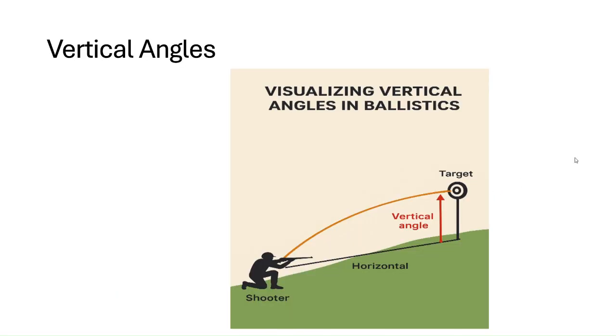Next up, we've got the vertical angles. When shooting uphill or downhill, a bullet's path is affected by gravity acting on the horizontal distance, not necessarily the slope distance. This means even if the straight line distance to the target is long, you have to aim lower than the line of sight for uphill or downhill shots. Correctly accounting for vertical angles ensures that the bullet hits the intended target despite whatever slope may be.